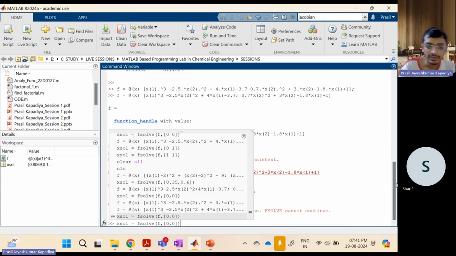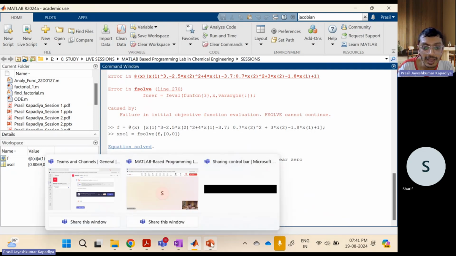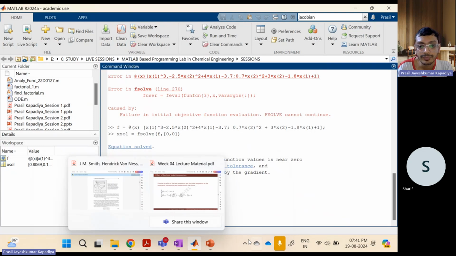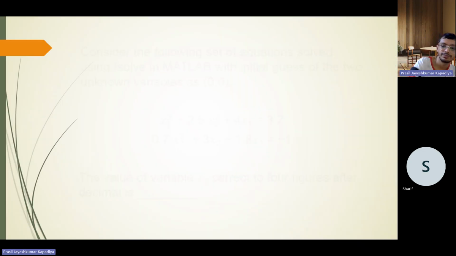Yeah, I don't know what mistake we made last time, but this is what we wrote recently and it is showing me the correct solution 0.80694 and 0.1455. There may be some typo that at least I am not able to figure out right now. Okay, now let's move on to the next problem.